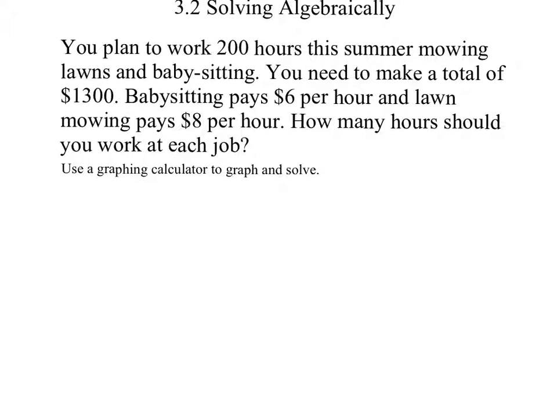So you plan to work 200 hours this summer mowing lawns and babysitting. You need to make a total of $1,300. Babysitting pays $6 per hour, and lawn mowing pays $8 per hour. Now, how many hours should you work at each job?